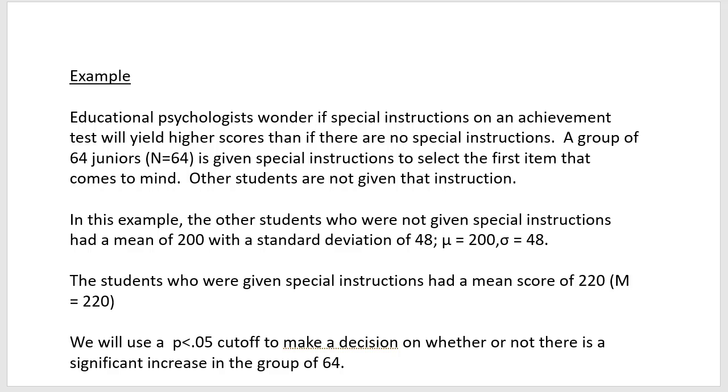The students that were given special instructions had a mean score of 220, so the sample mean was equal to 220. There was a 20-point increase on their test scores, but we need to know if that is significantly different or not, and we'll take a look at that. We're going to use a conventional p less than 0.05 cutoff to decide whether there is a significant increase in the group of 64. There's our example. I think we can wrap our heads around it. We're going to come back to that.